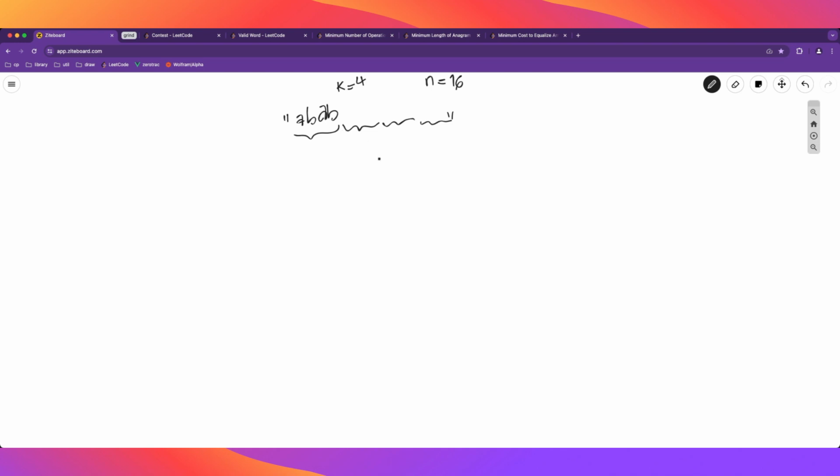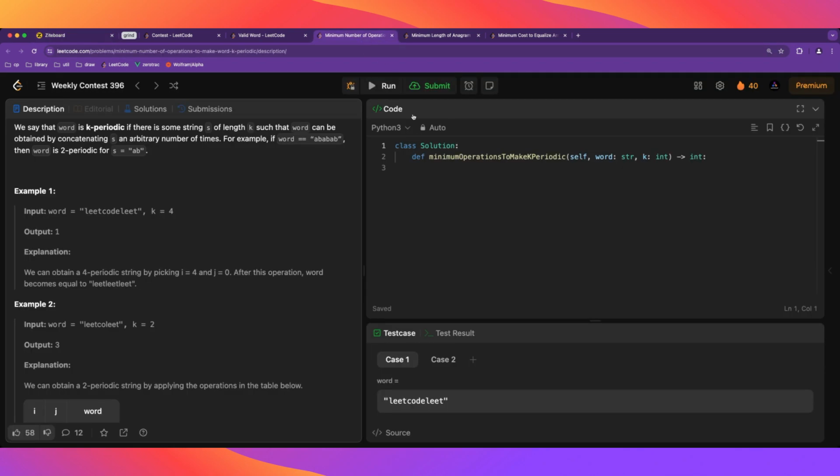All the other groups that are not the same as the most frequent, you have to change them. So for each of them, you're going to spend one operation, and that's going to minimize the number of operations. We can do this pretty straightforwardly. We want to know which one is the most frequent. So for that, we can use a counter.